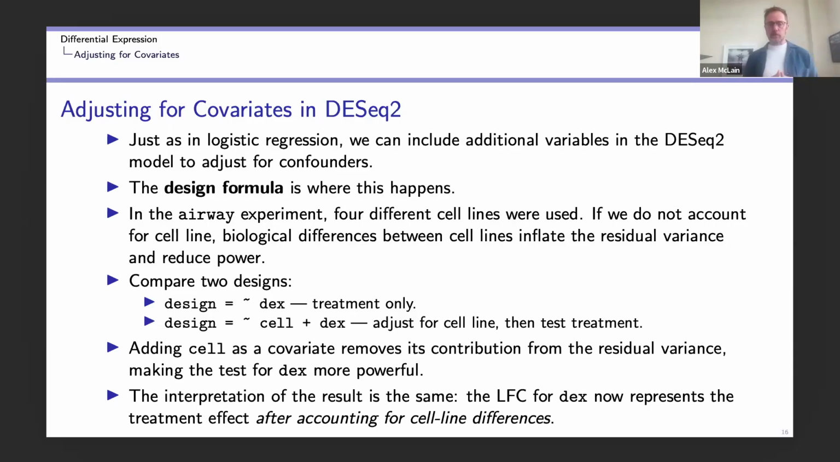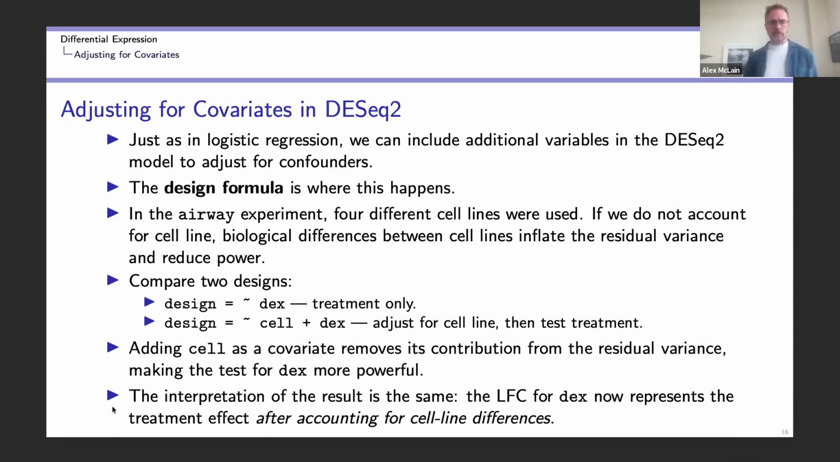For example, in the airway experiment, there are 4 different cell lines that were used. If we do not account for cell line, the biological differences between cell lines could inflate the residual variance, could reduce the power, could lead to results that are more driven by cell line than treatment. Now, the nice thing here is that treatment is balanced across the cell lines, so it shouldn't have too much of an impact on the results we see, but they could be improved by adding cell to our model.